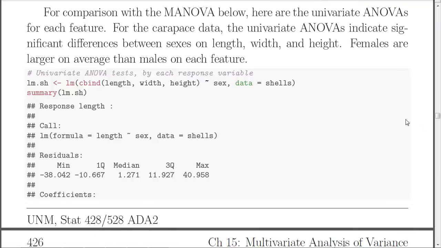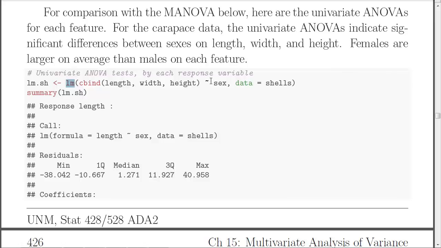All right. For comparisons with the MANOVA that I'm about to do, let's look at the three analyses of variance, one for each of the features. So if we consider just length, here's sort of a fancy way to do a bunch of univariate ANOVAs.